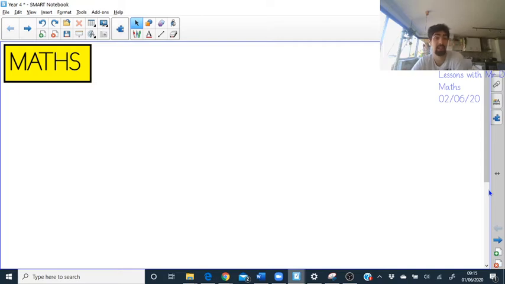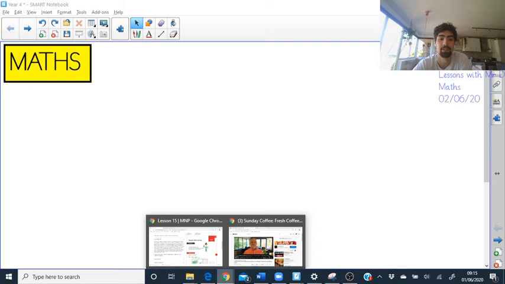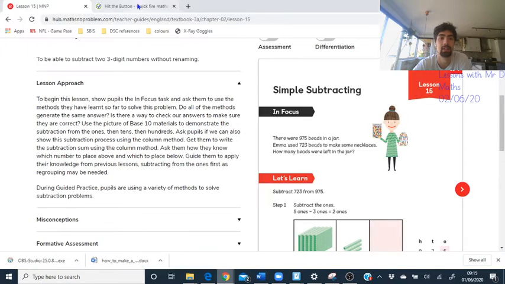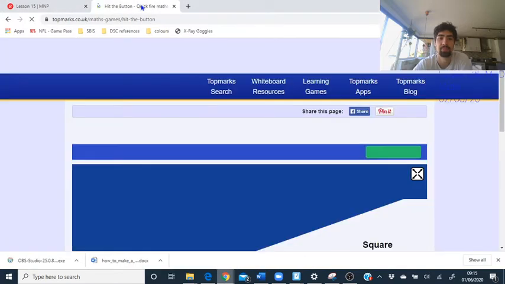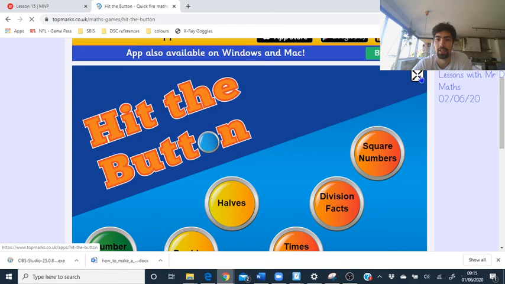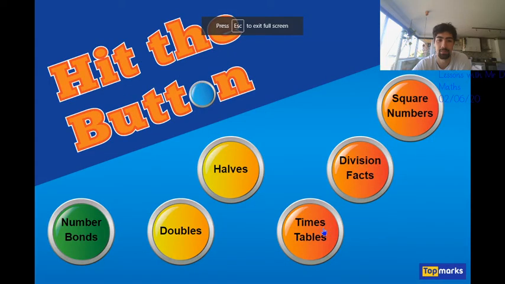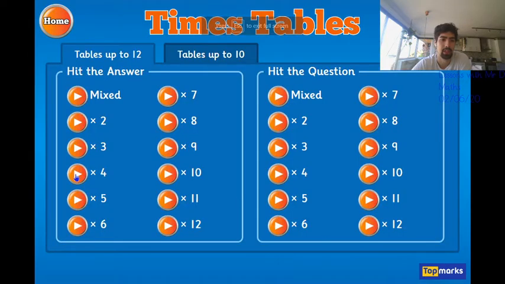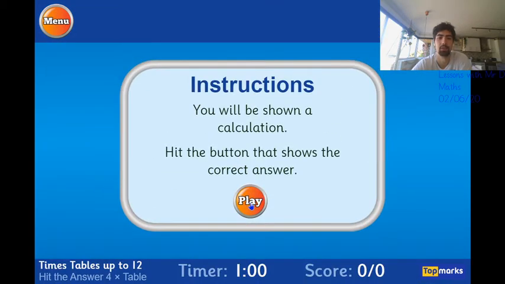Again, I would probably start right now by doing yourself a bit of times table practice or a bit of Hit the Button. Let's see if I've still got Hit the Button logged on. Yeah, I'll have another go. See if I can beat my high score of 19. The only way I can do that is if I keep practicing. What we're doing, my 4 times table. Right, 19 is the score to beat.